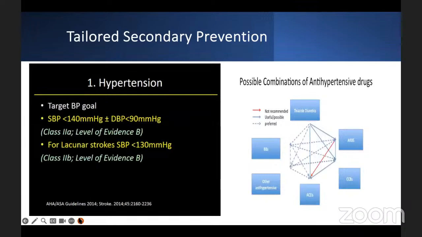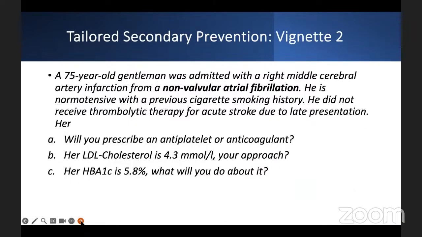Okay, so the BP, some of you say 130/80. Those of you who say 130/80, that is excellent. For lacunar stroke, we want it below 130/80. But for the other stroke types, we want it below 140/90. So well done. Second case, a 75-year-old gentleman who has a right middle cerebral artery infarction.